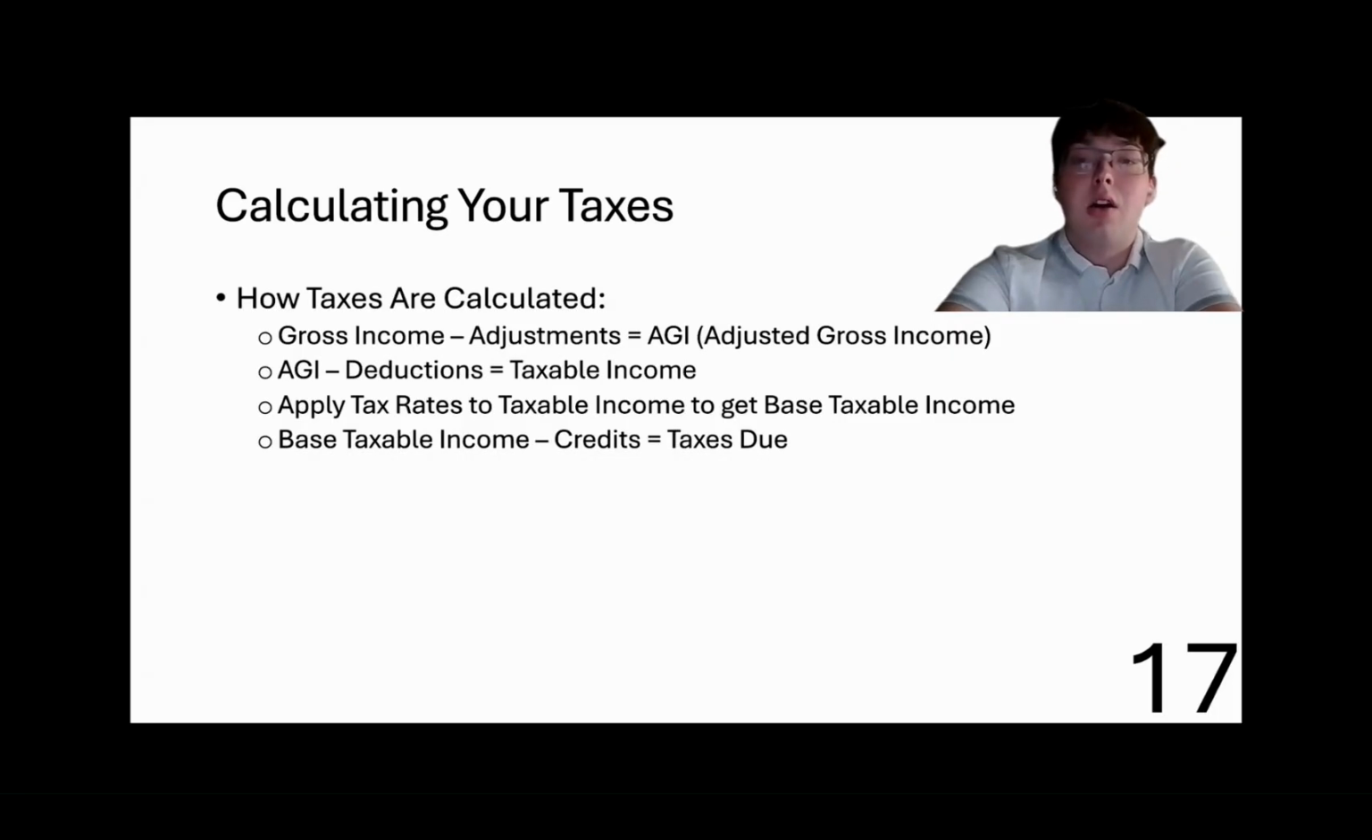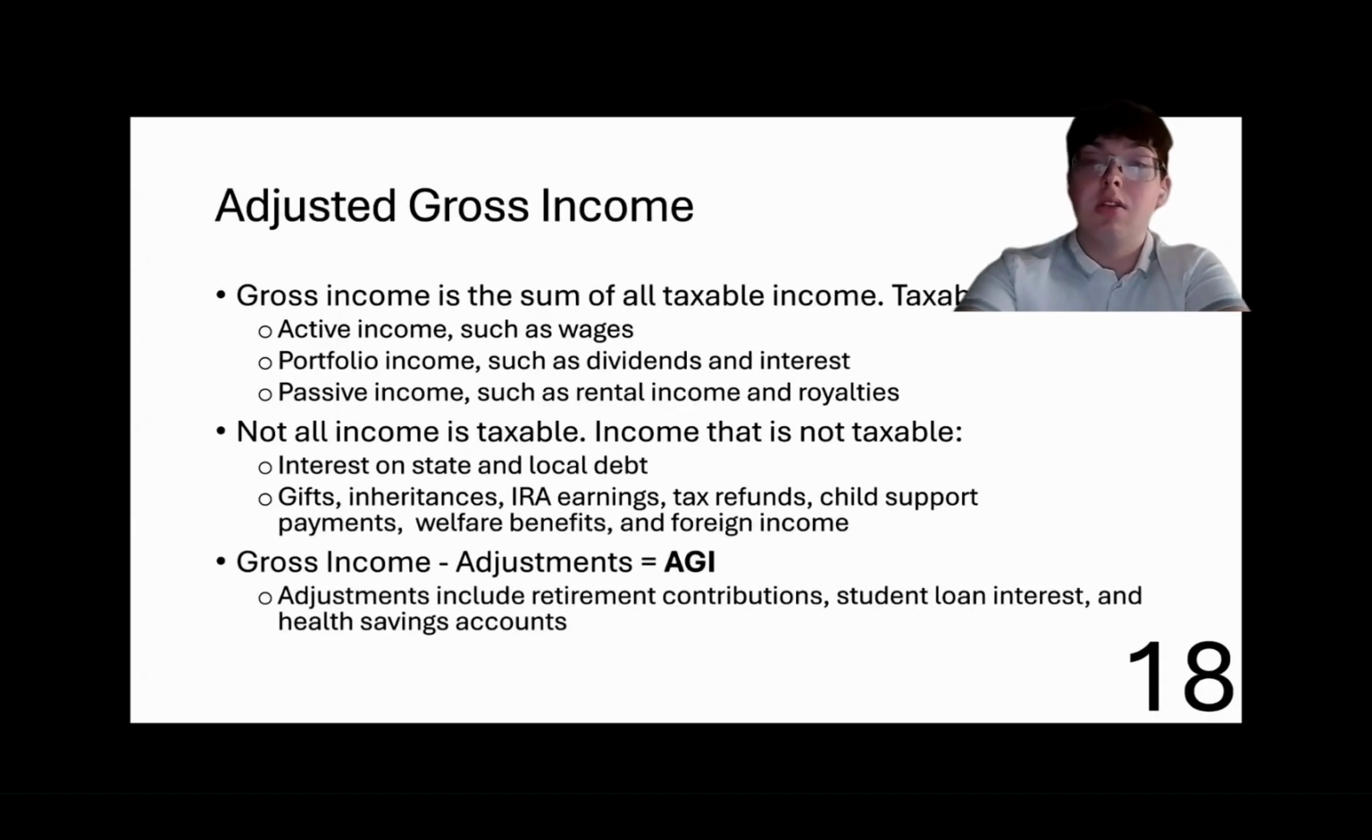In this section, I'll explain how federal income taxes are calculated. The process follows a structured sequence, which begins by determining your gross income, subtracting adjustments to calculate your AGI, subtracting deductions to determine your taxable income, and applying tax rates to calculate your base tax. And finally, subtracting credits to determine your total taxes due.